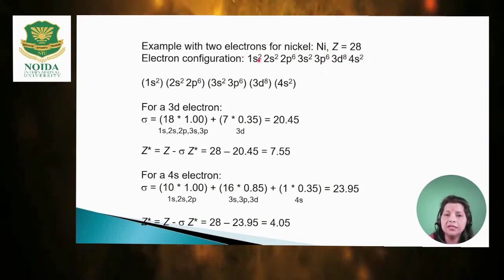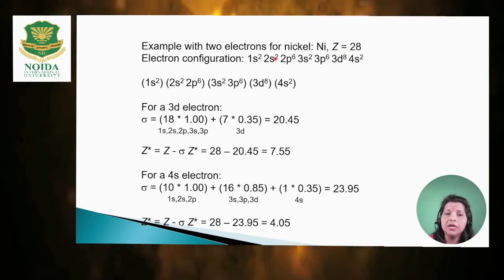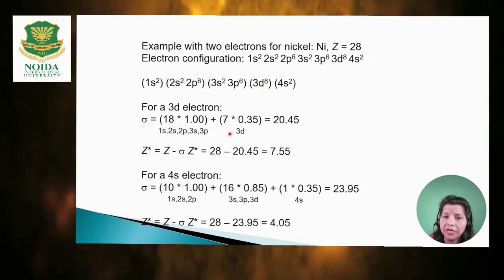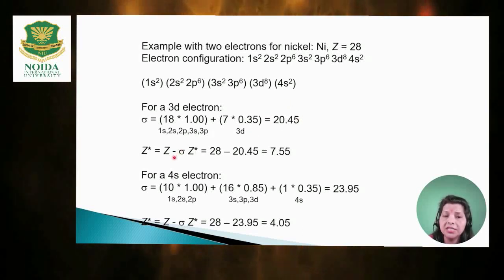Now one more example. If it's nickel, you are doing the calculation for the 3d electron, right? So 1s2, 2s2, 2p6, 3s2, 3p6, 3d8, 4s2 is the electronic configuration of nickel. So this is the nth shell, then this is n minus 1. So how many will be there in total? 8 plus 2 plus 8, right? So it is 18 multiplied by 1, and 8 minus 1, that is 7 multiplied by 0.35. So it comes to 20.45. The atomic number minus the shielding constant gives 7.55. 7.55 is the effective nuclear charge for the 3d electron.